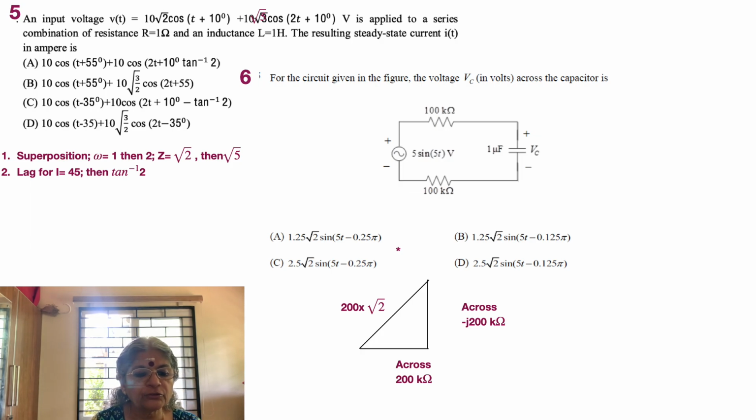Okay, and then we also have what is called an angle of lead. The current that flows in this series circuit is going to be leading the voltage, but the voltage has to lag, and that's the reason why we say that it's equal to 2.5 root 2 sine (5t minus 0.25 pi), or pi by 4. Okay, I hope it's clear, and the diagram also makes the potential divider very clear to you.